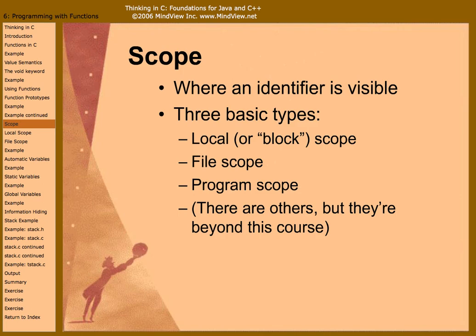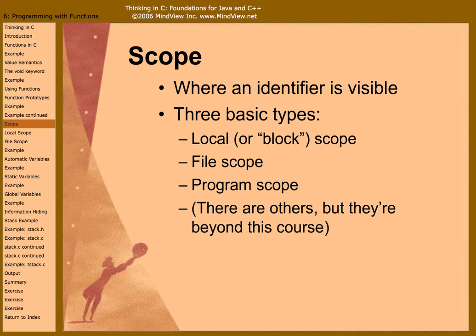Scope is a very fundamental concept in C. C is what we call a block-scoped language. The scope of a variable, of any identifier, whether it's a data variable or a function name, is the region of your program where it's visible. So it's those places in your program where you can use that name and it has meaning.